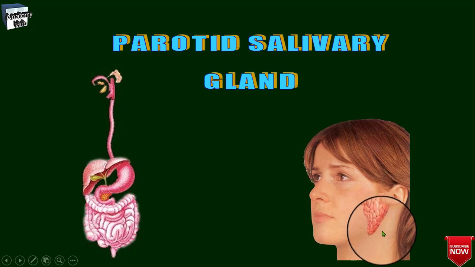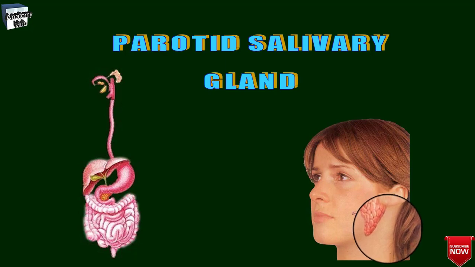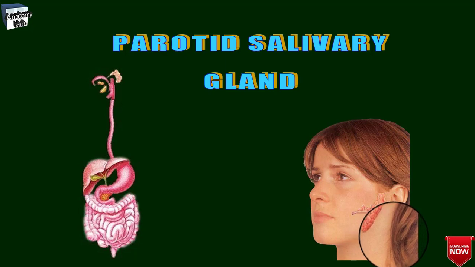The major and minor salivary glands. The major salivary glands are all paired and consist of the parotid gland, submandibular gland, and sublingual gland. They are all encapsulated and have their own ducts through which the saliva is secreted into the buccal cavity.